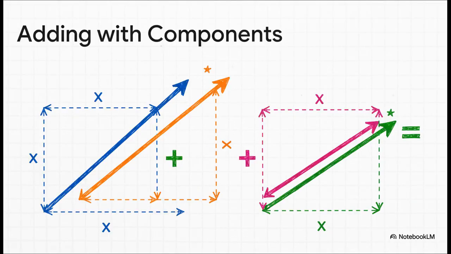And this is where the magic happens. By breaking them down, you turn a tricky geometry problem into super simple addition. You just add up all the x parts, then you add up all the y parts. That's it. Those 2 sums are the components of your final answer. It's an incredibly powerful and simple technique.